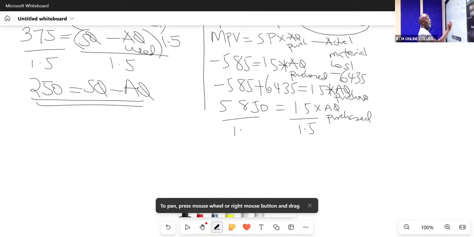I divide both sides by 1.5. So meaning that AQ purchased will be equal to 5850 divided by 1.5, which will end up giving me what figure? 3,900. Is that okay?